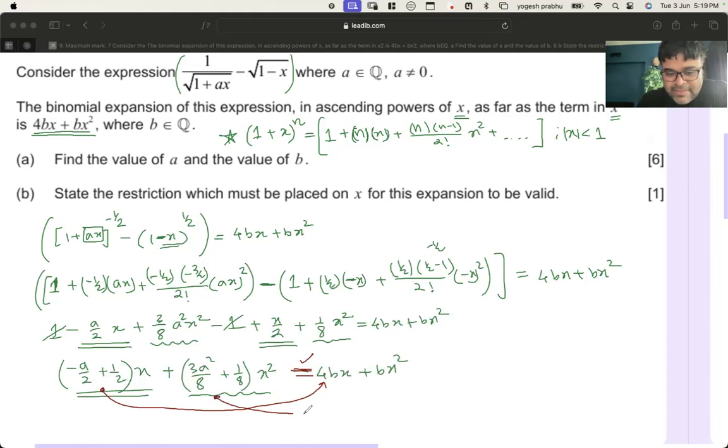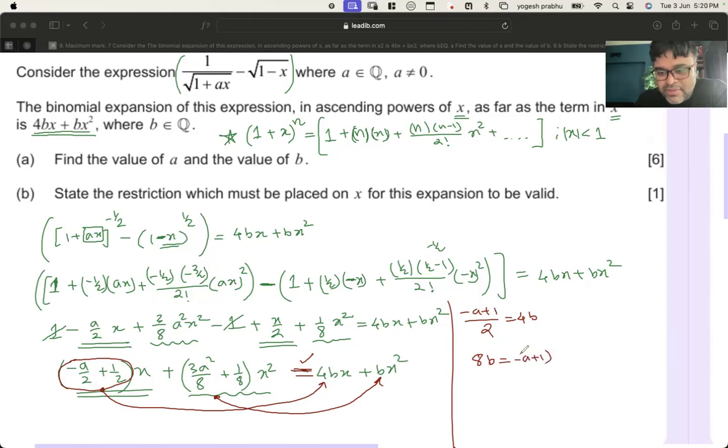And this has to be same as this. So what do I get? I get negative a plus 1 by 2, which is this here, is same as 4b, which is then 8b is equal to negative a plus 1. That's the value for 8b I got.